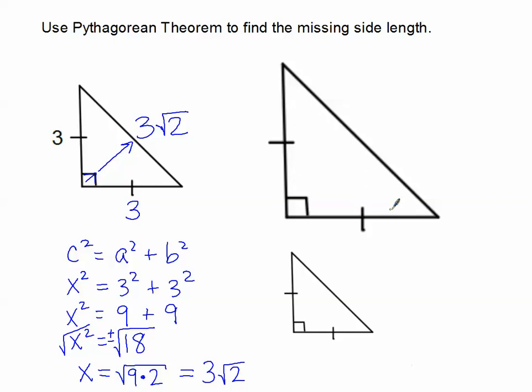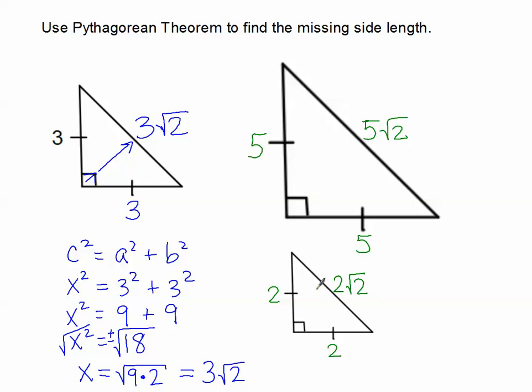Now I've brought out two other isosceles right triangles. Let's say that these legs are 5 and 5. According to the shortcut, that means our hypotenuse is 5 times the square root of 2. Let's say these legs are 2 and 2. That would mean our hypotenuse is 2 times the square root of 2.